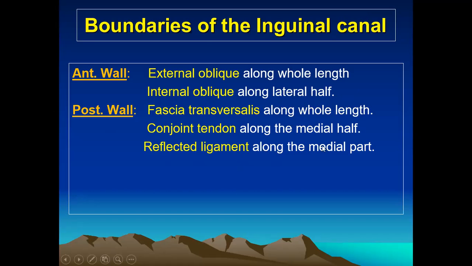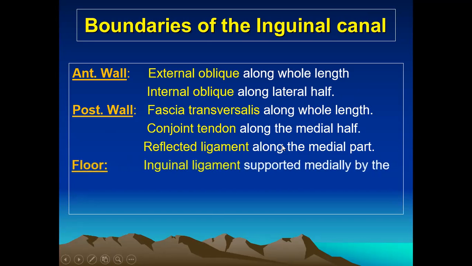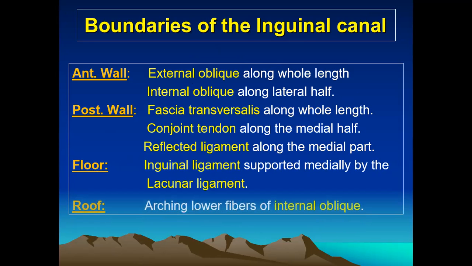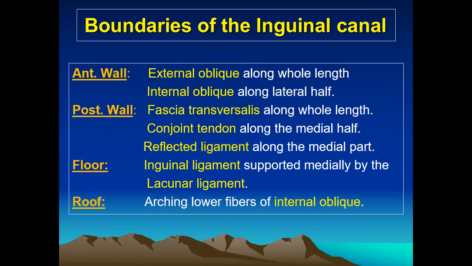Then the reflected ligament along the medial part. Then the floor is formed by the inguinal ligament. The inguinal ligament is nothing but the free margin of the external oblique, supported medially by the lacunar ligament. Okay, and the roof is formed by the arching fibers of the internal oblique. So anterior wall, posterior wall, floor, as well as the roof.